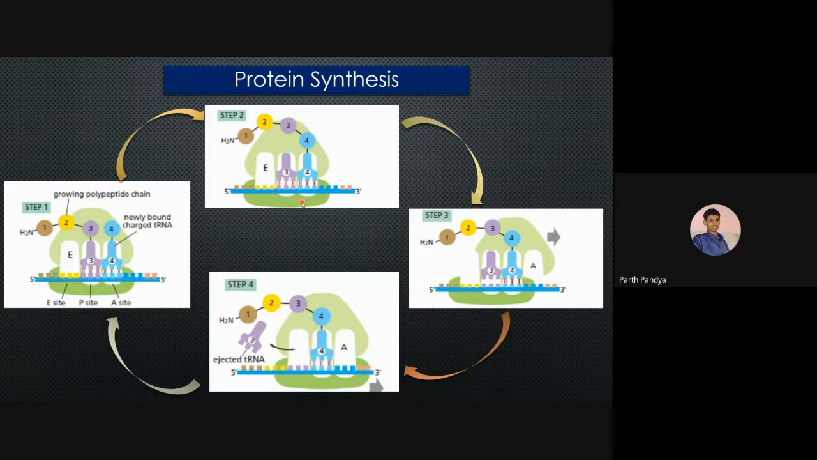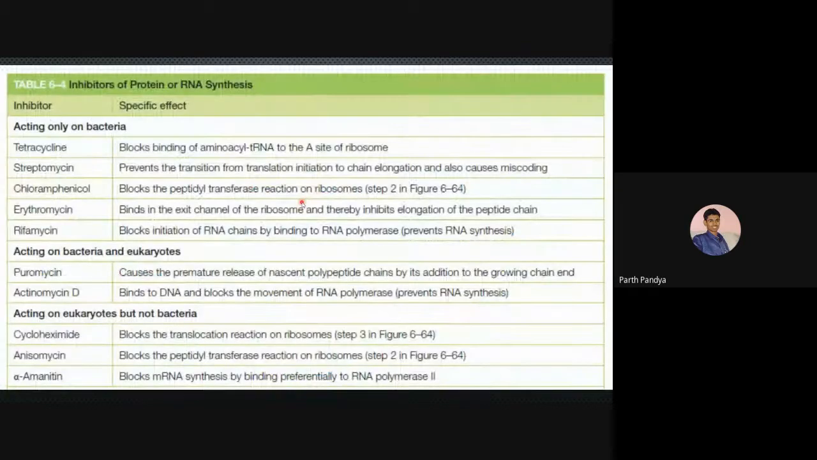With respect to this protein synthesis, why have we focused on this? Because there are certain inhibitors which block the EPA sites, and on the basis of that, questions are framed. If we say we are acting on bacteria, tetracyclines are the group of antibiotics which block the amino acid tRNA in the A site. So the A site will be blocked, so it is not passed to the P site.